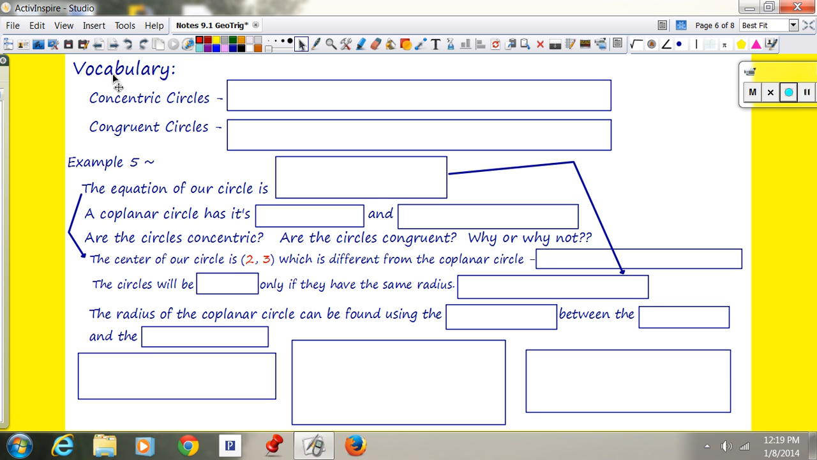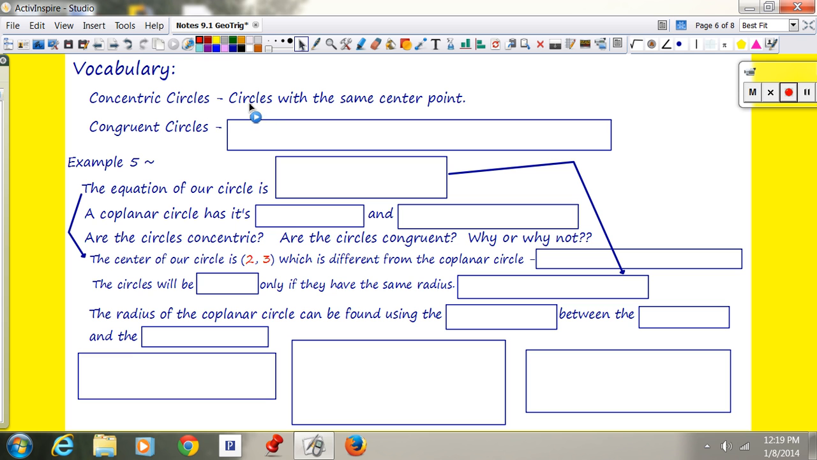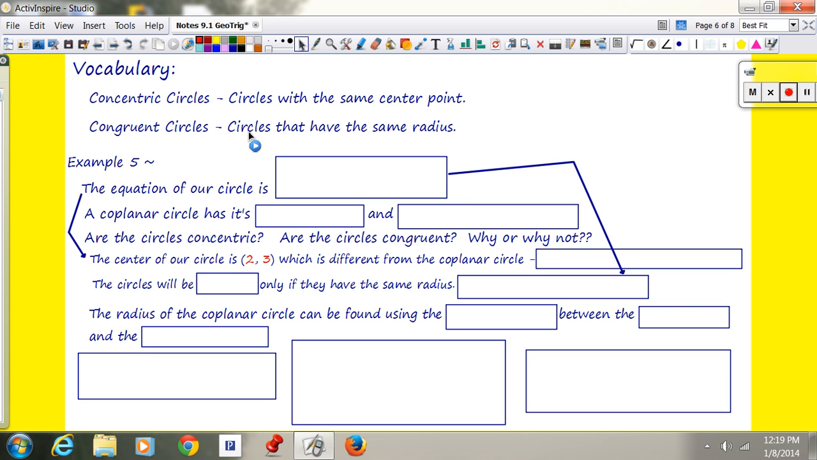All right, a couple of vocabulary terms. There's what we call a concentric circle, which is a circle with the same center point. Now they might be different sizes. One might be inside the other or one might be outside, but it's going to have the same center point. Congruent circles just have to have the same radius. They may be far apart from each other, but if they have the same radius, they're going to be exactly the same circle. You could put one on top of the other and you wouldn't see the one on the bottom. That's a congruent circle.